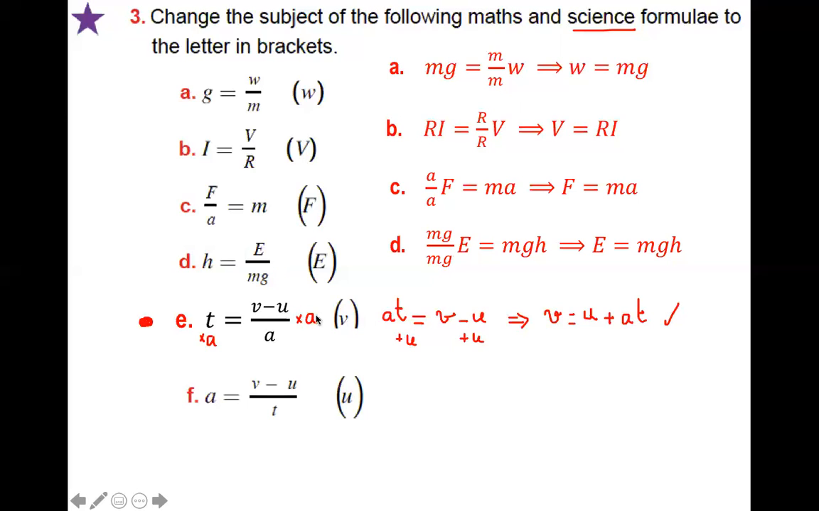For this one, very similar to the last, this time I'm going to time by t both sides. I'm going to have AT equal V minus U. Because we're looking to make U the subject, I'm going to say U plus AT equal V. And now I'm going to take away AT on both sides. And finally, you get your U equal V minus AT.